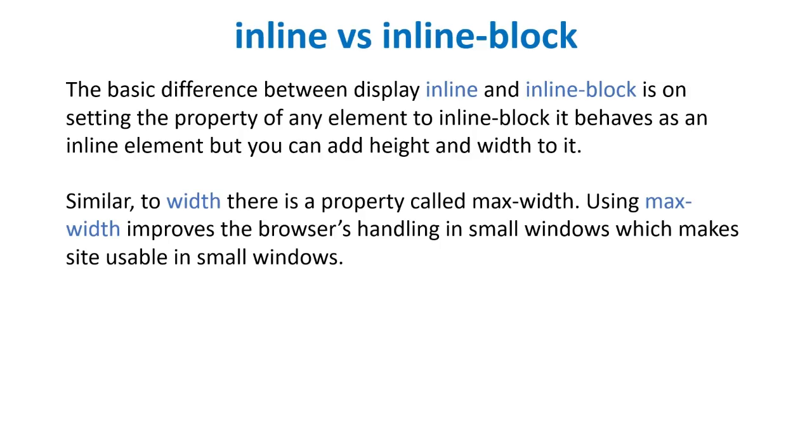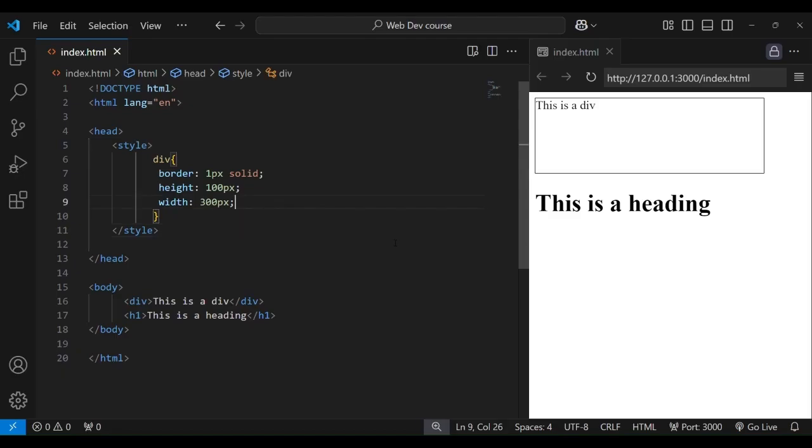The basic difference between display inline and inline-block is that on setting the property of any element to inline-block, it behaves as an inline element, but you can add height and width to it. Similar to width, there is a property called max-width. Using max-width improves the browser's handling in small windows, which makes the site usable in small windows. Let's see a quick demonstration.